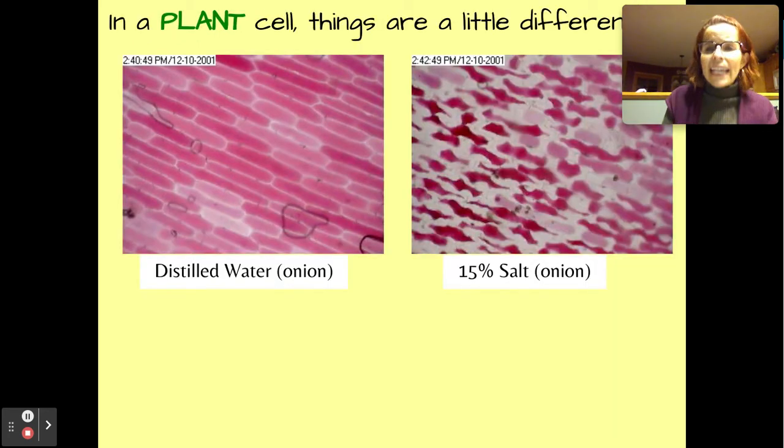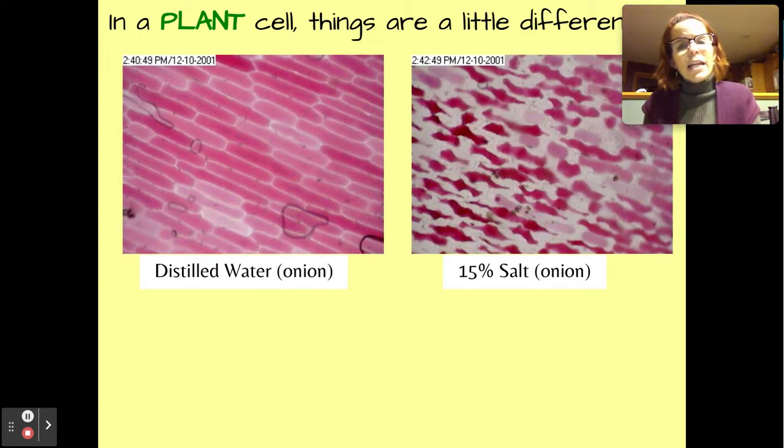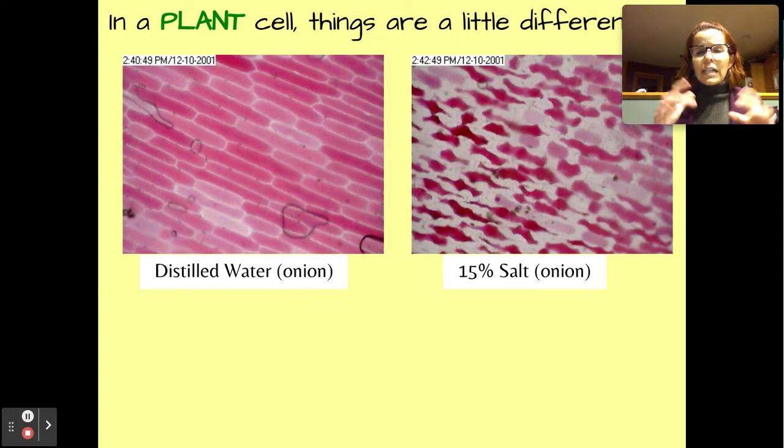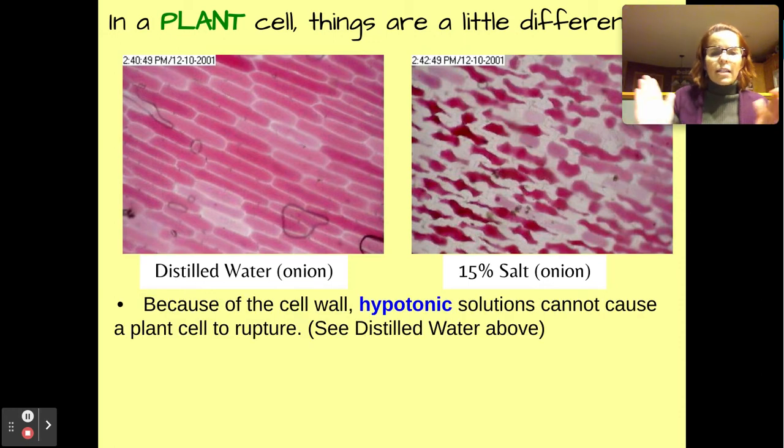All right, so plants are a little bit different. And the reason things are different for plants is that plants have a cell wall. So they can't blow up like a water balloon can. And that's going to become super important. So it says, because of the cell wall, hypotonic solutions cannot cause a plant cell to rupture.